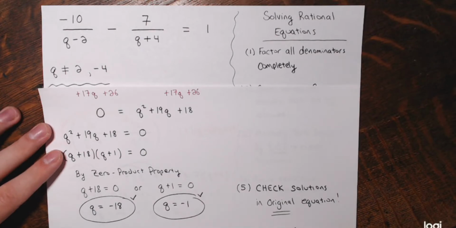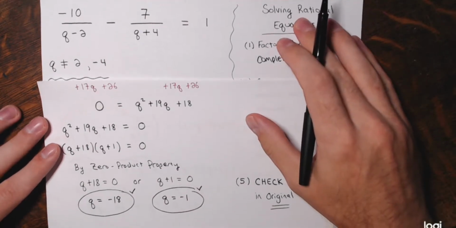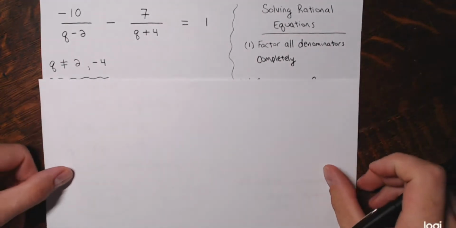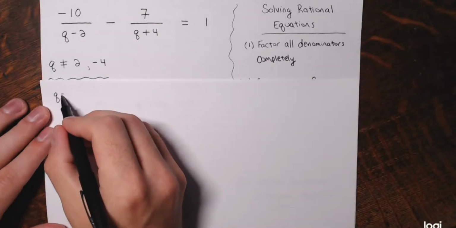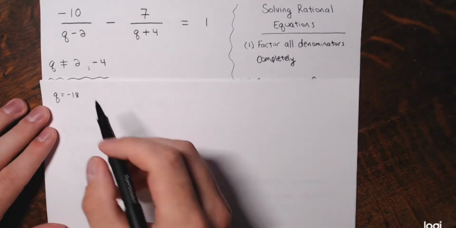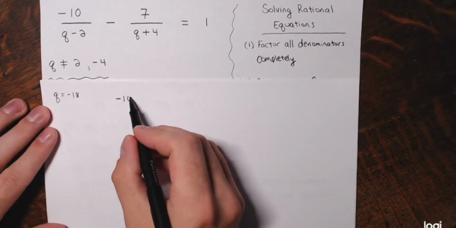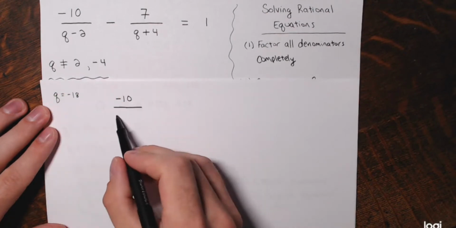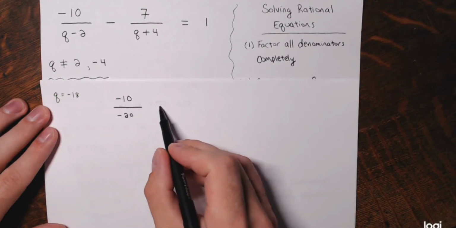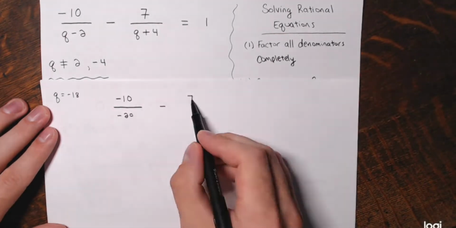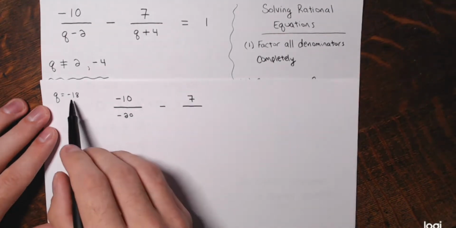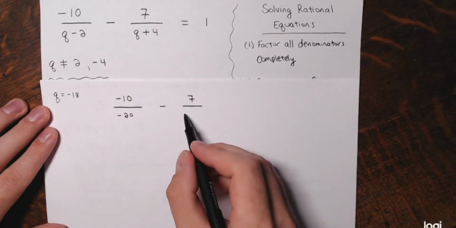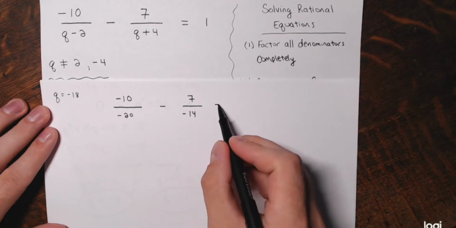But let's just for this first one, let me actually test it out. All right, so some new paper here. One of those was Q equals negative 18. So the first fraction would be negative 10 divided by, and then negative 18 minus 2 would be negative 20. Next fraction, minus, and then we have 7 over negative 18 plus 4, which would be negative 14. And is this equal to 1?